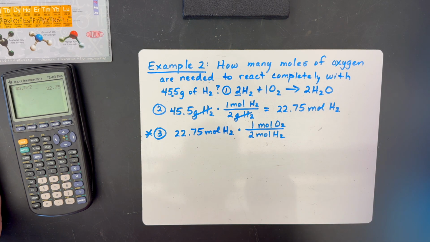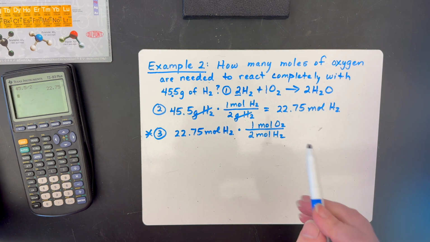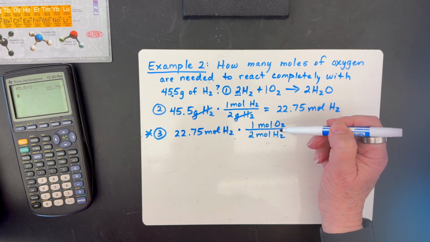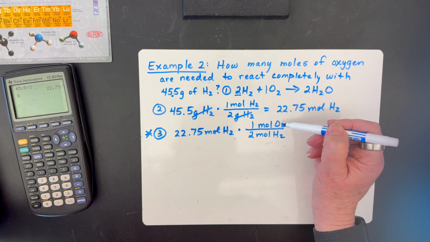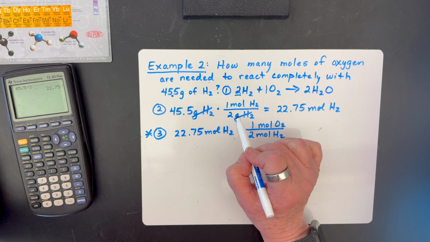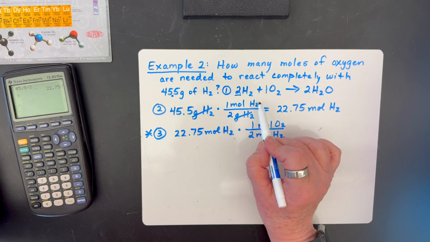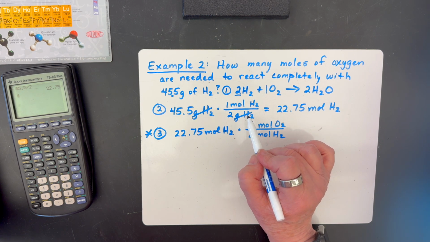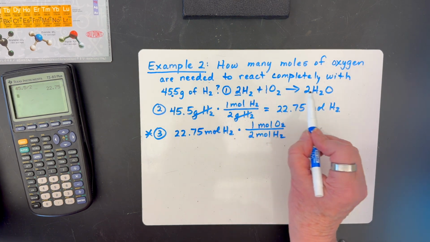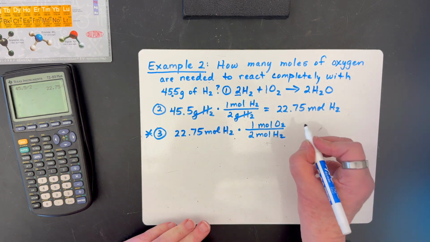Notice that this is the only step you use the coefficients from the balanced equation. And you notice you have mole over mole, and these two things are different. That's the only place that happens. If you look anywhere else, you have mole and something else, and it's the same thing, H2 and H2, O2 and O2. But this one has an O2 and an H2, so that means we're going from one to another, which means we have to use our balanced equation to do that.